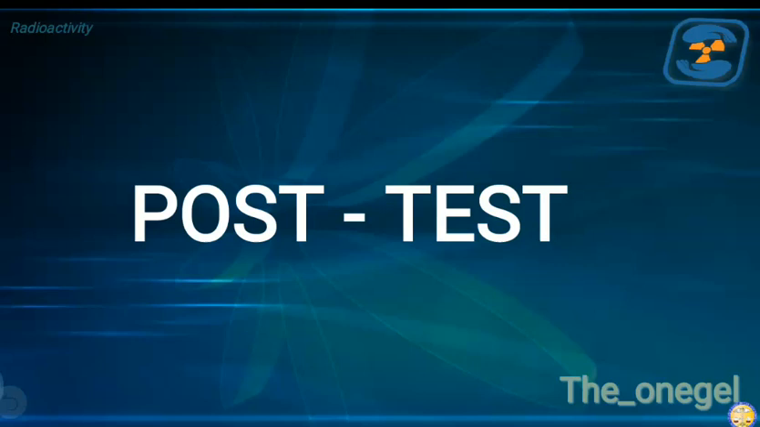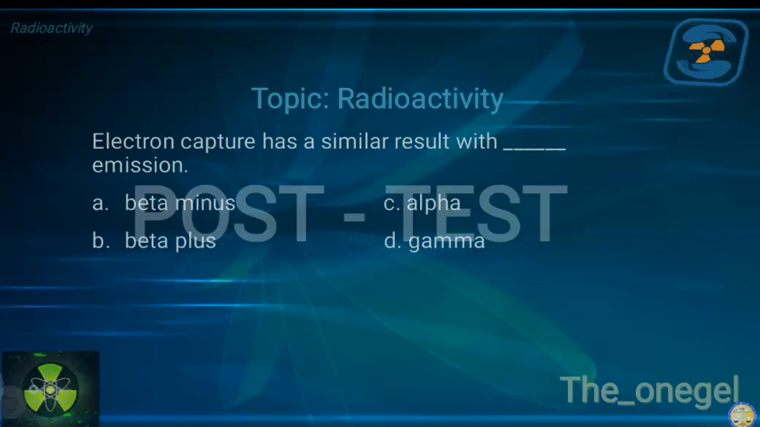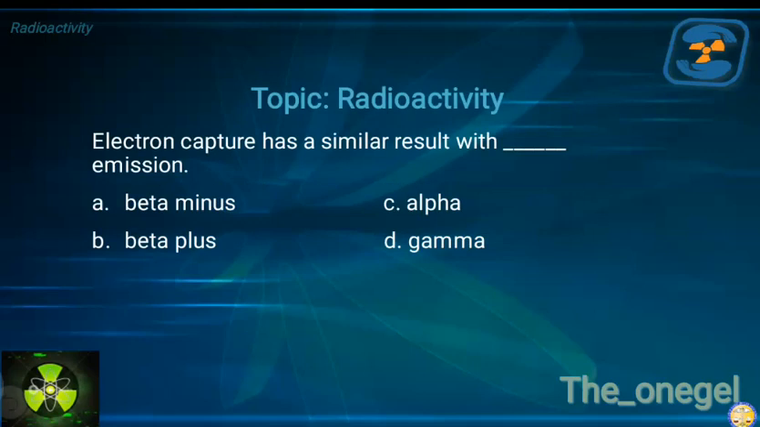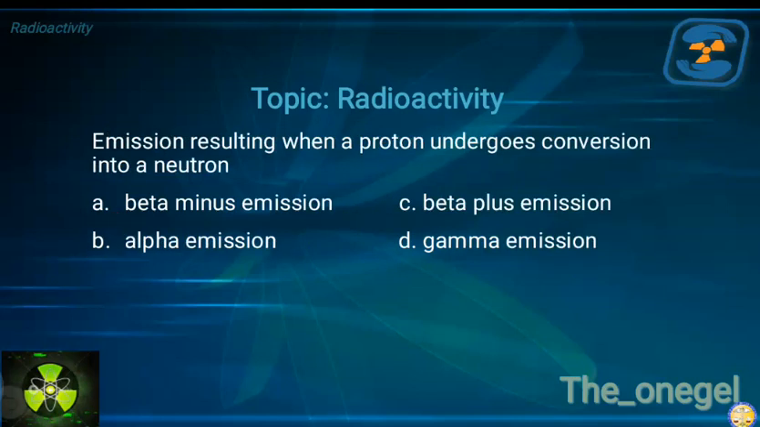Okay, so let's check your answer. Kunin nyo yung papel nyo kanina at malalaman natin kung tama ba yung mga sinagot nyo. Number 1, electron capture has a similar result with blank emission. So sabi natin kanina, with electron capture, the atomic number is decreased by 1, whereas the atomic mass number remains the same. And that is similar with beta plus emission. Diba?